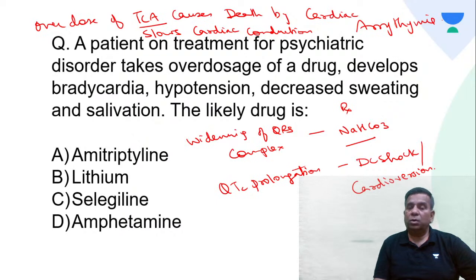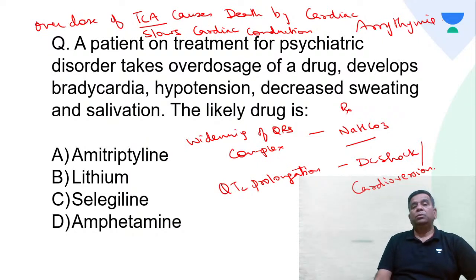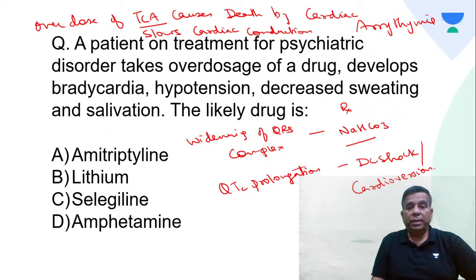So TCAs cause dryness of the mouth, constipation, hypotension, urinary frequency, sedation, bradycardia, decreased sweating and salivation, that leads to the illness.